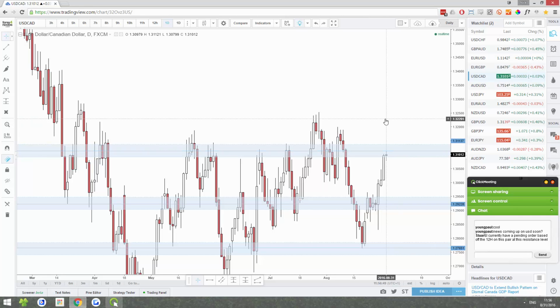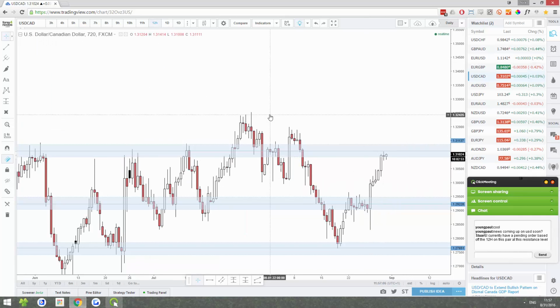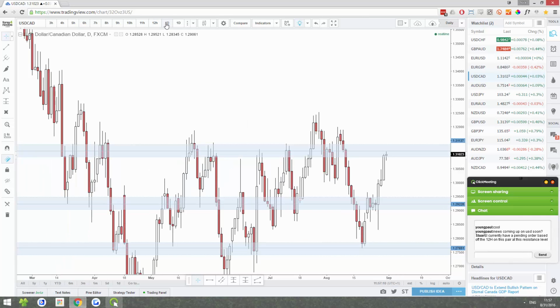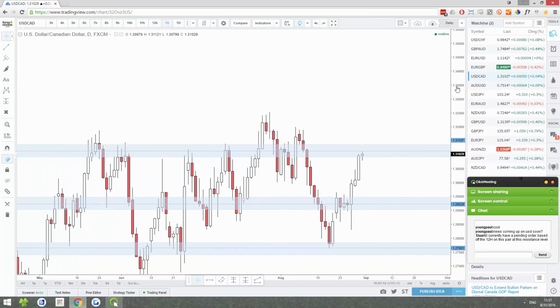So I want to wait for the setup to form on the daily, because a setup that forms on a daily is stronger. It has more significance from a price action standpoint. So yeah, that's how I'm going to handle this. It looks pretty decent, but I'm going to be looking at it on the daily. I'm not going to trade it on the 12-hour. Fair enough. Any questions about that, guys?